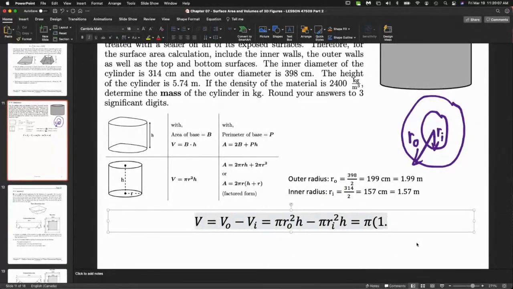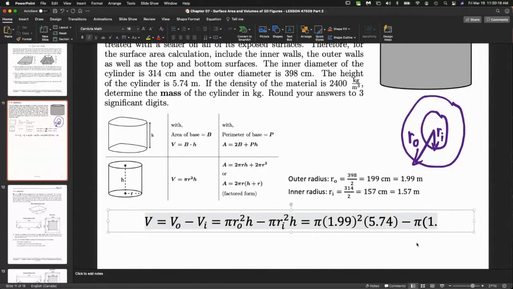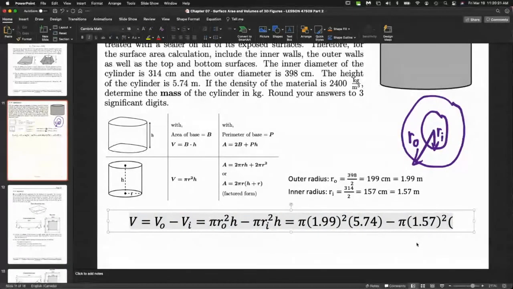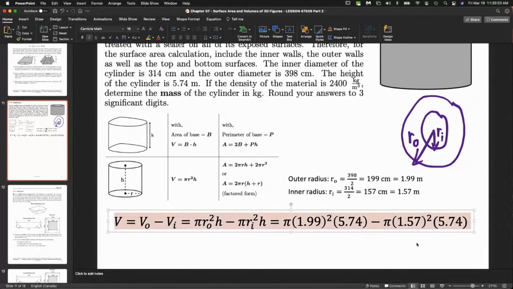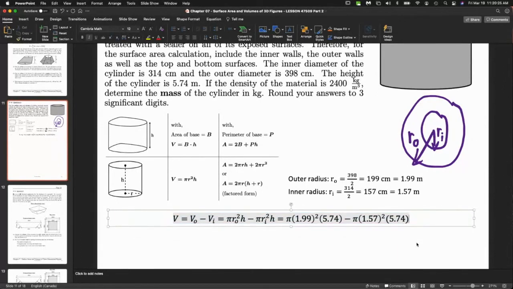So pi r outer squared, so 1.99 squared. The height of this thing is how much? It's 5.74 is given. And then we have pi times 1.57 squared, times 5.74. So eventually, when you crush all that material together, I got 27.0 cubic meters. Can someone confirm, please?